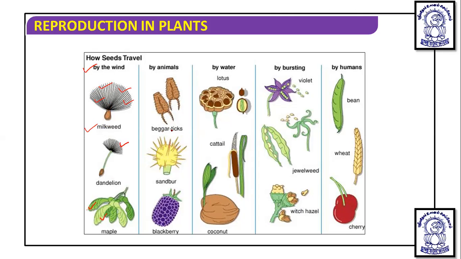By animals, these beggar ticks are there, sandbur are there, blackberries are there. Okay, these all particularly travel by which one? By animals. By water, lotus seeds, then cattail seeds, coconut, they all can particularly disperse, their seeds are dispersed by the water. Sometimes seeds are also released by bursting. You can see in violet the particular seeds are bursting.